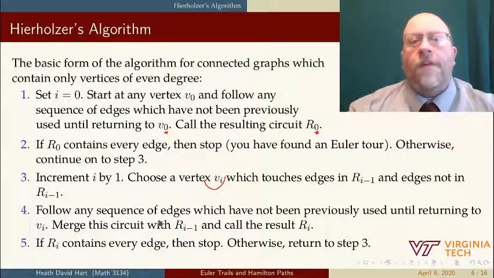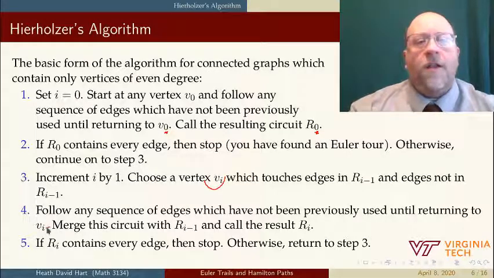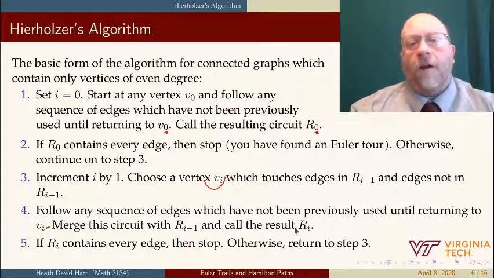We'll follow any sequence of edges that haven't been previously used until we get back to Vi, and we'll merge that circuit with R(i-1) and call that result Ri. And then keep going until we contain every edge. If we have every edge at this stage, we stop. Otherwise, we go back to step 3 and continue again. I'll do an example in a moment to walk through this process, but this is a recursive algorithm.